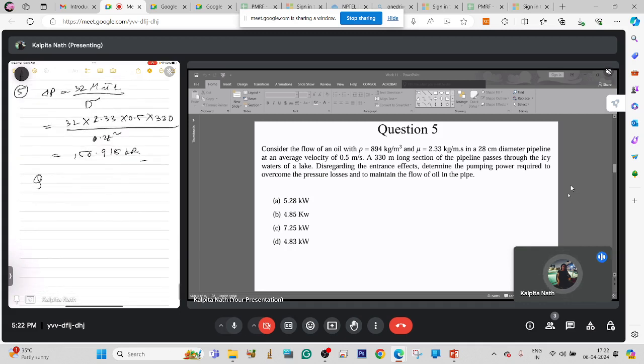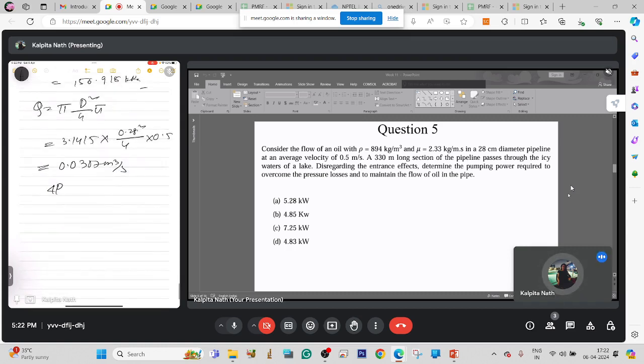Now the volumetric flow rate can be found out as pi d squared by 4 times u bar. So 3.1415 multiplied by 0.28 squared by 4 multiplied by 0.5. This will come out to be 0.0307 meter cube per second. Now the pumping power we need to find. Pumping power will be nothing but the pressure drop multiplied by the volumetric flow rate. So 156.918 times 0.0307. So this will be 4.83 kilowatt. Done.